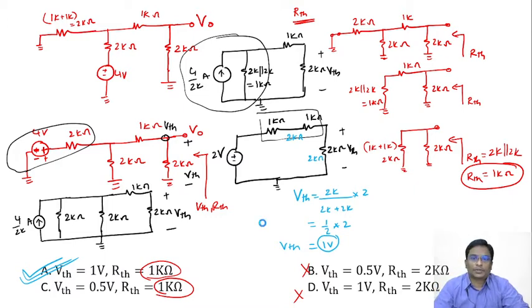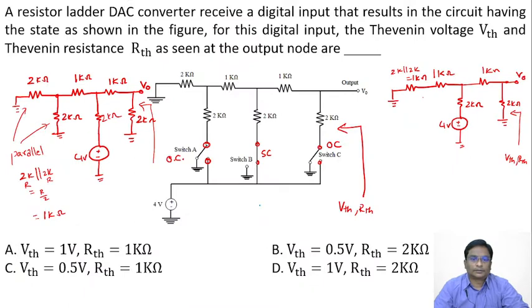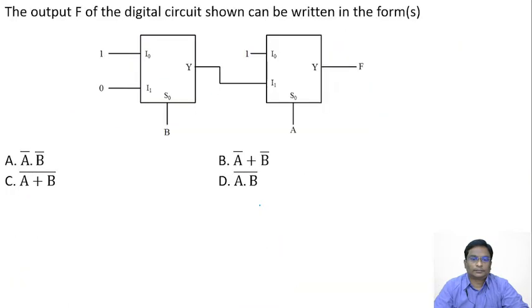Let's move on to the next question. This question is given from digital. It seems like a multiplexer. They're asking what is the output F of the digital circuit shown in the figure. They're asking us to determine this one, right? This is from digital electronics.